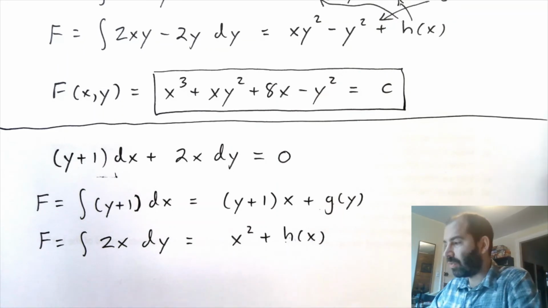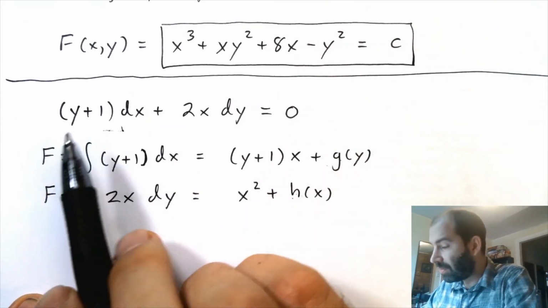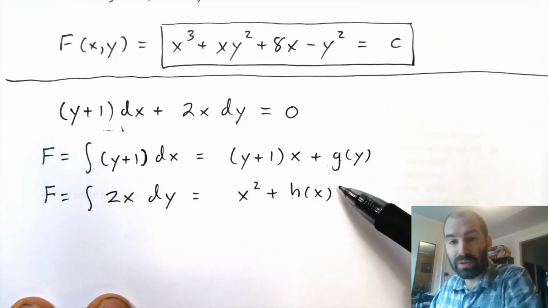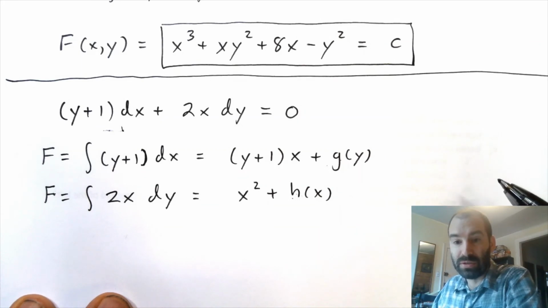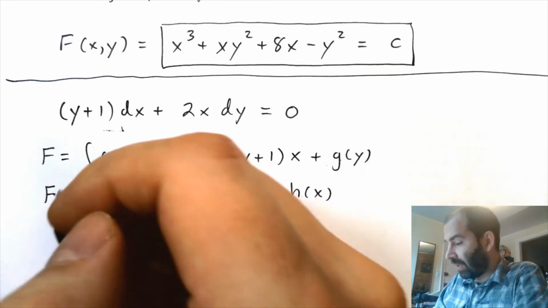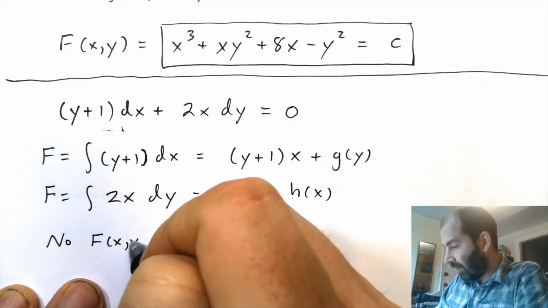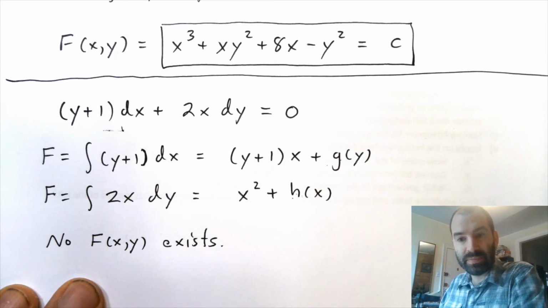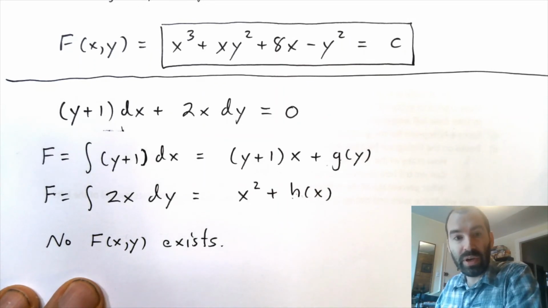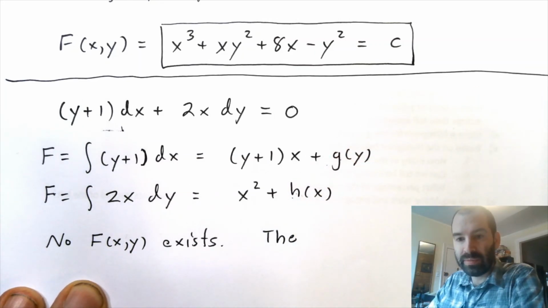So this is a situation where it's not possible to do it. If there were to be a function, it would have to agree with both of these. But these, we just said, can't be simultaneously true. And so what we get is no f of xy exists. Okay, the differential equation is not exact.